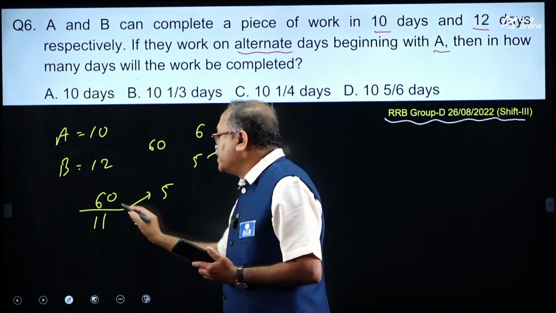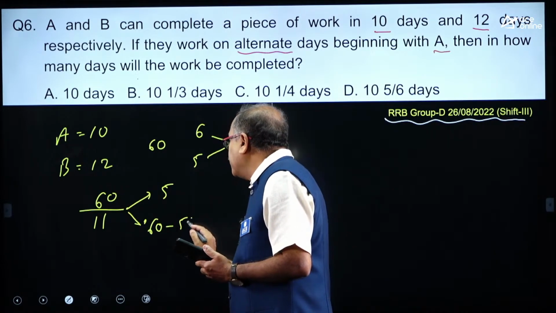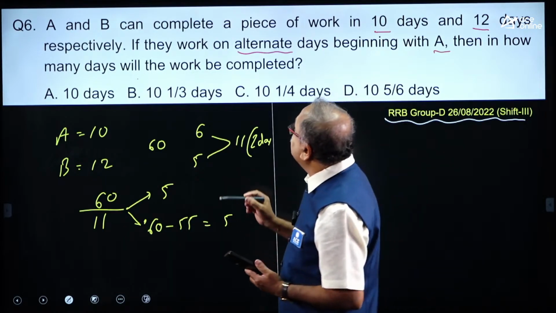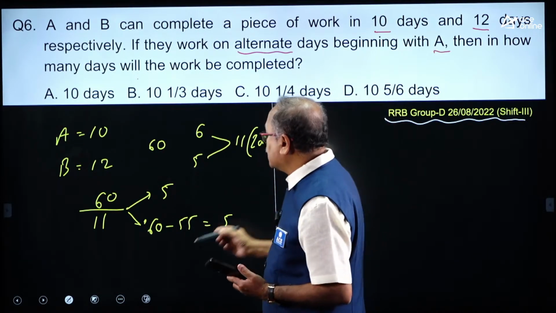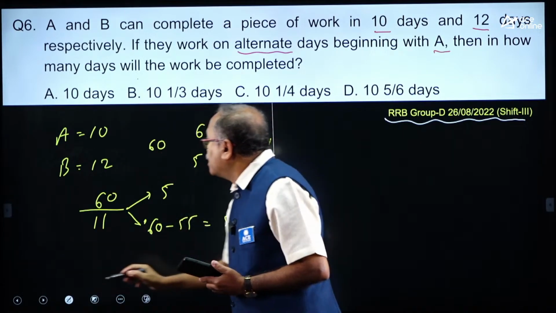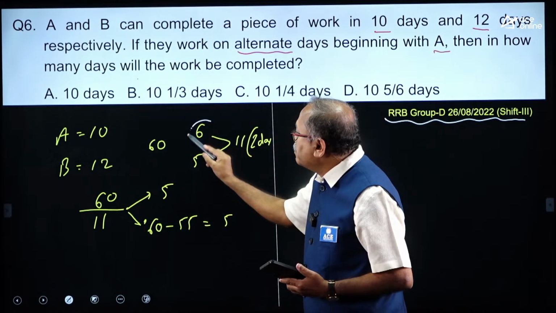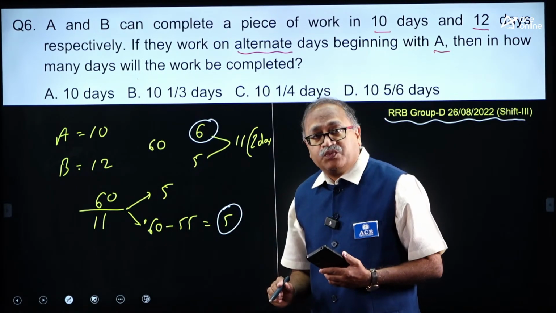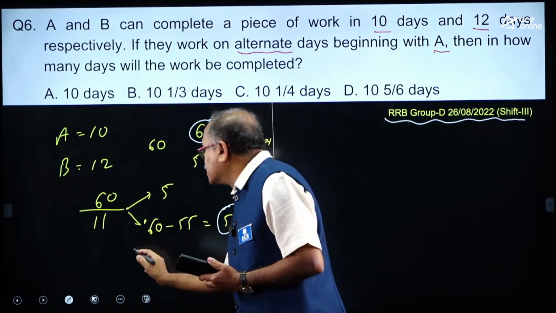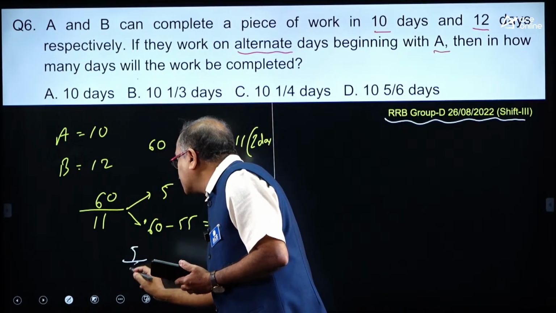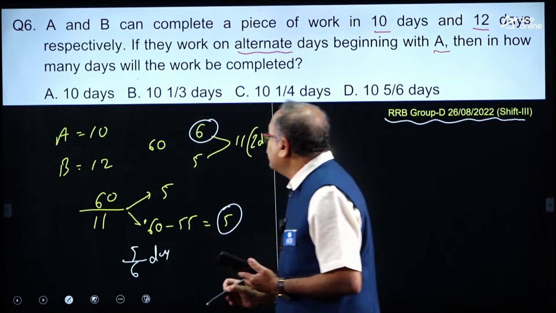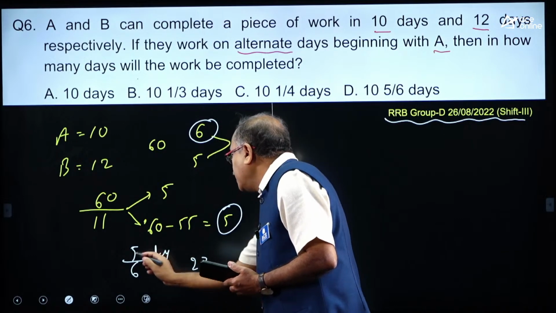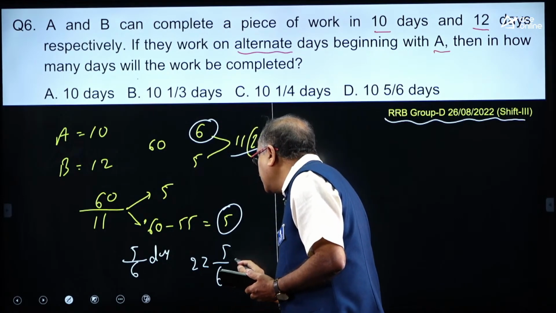How many units are left? Then 60 minus 55, I am getting 5 units left. And who will take up these 5 units? Who has started the work? A has started the work. Therefore, what does A complete per day? A completes 6 units per day. How many units are there to complete? 5 units more. So therefore it will take 5 by 6 days. So what will be the total number of days? Here 11 into 2 is 22, and another 5 by 6 days.